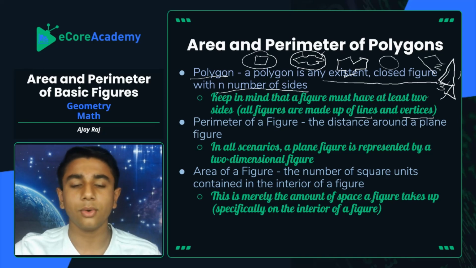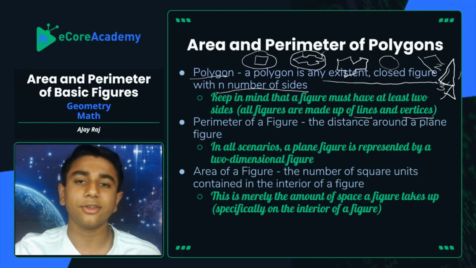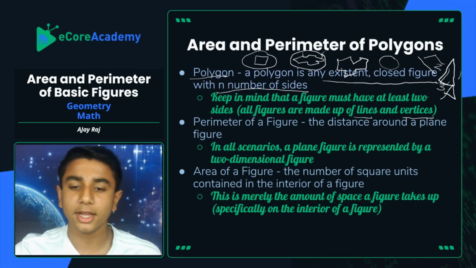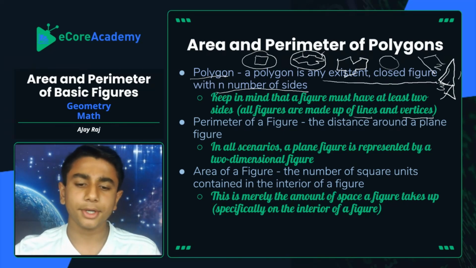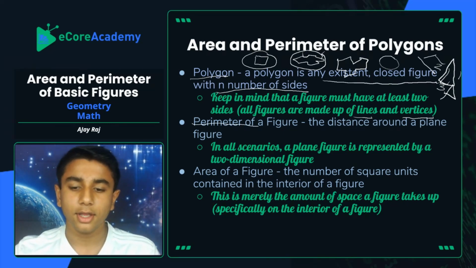All right, let's move on to the 2 measurements that we're going to calculate. Now that we know what polygons are, which is basically a way of saying what shapes are, polygons are any type of existing shapes that don't have curves, that have all straight lines and points of intersection. Now we're going to look at the perimeter of a figure. And the perimeter is the distance around a plane figure. That's basically saying the distance around a polygon. It's the distance around a two-dimensional polygon.